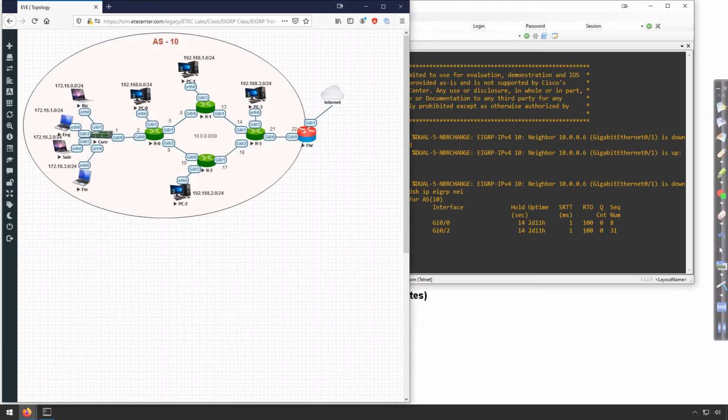Now let's re-enable the interface gigabit 0/0 on router 1. Before we do that, let's capture all packets leaving interface gigabit 0 on router 1.